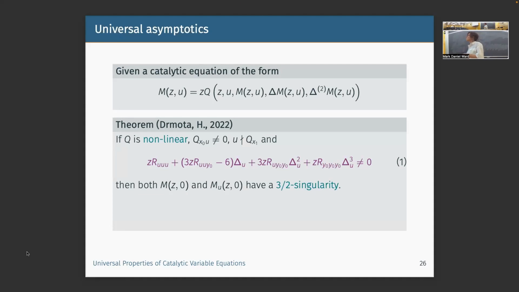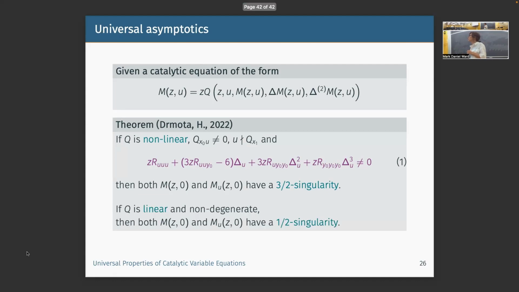But yeah, so in general, we can say if we have just a second order discrete derivative, then we always have a 1/3 singularity in case this equation is satisfied and the Q is nonlinear. And if Q is linear, then we immediately get the one-half singularity from this U1. That's it.